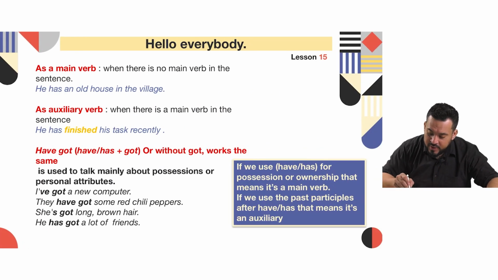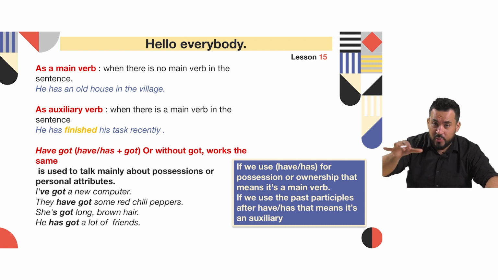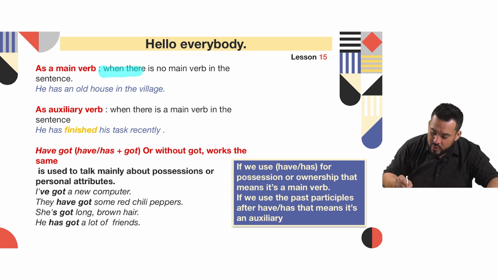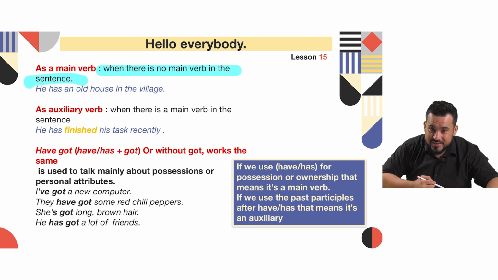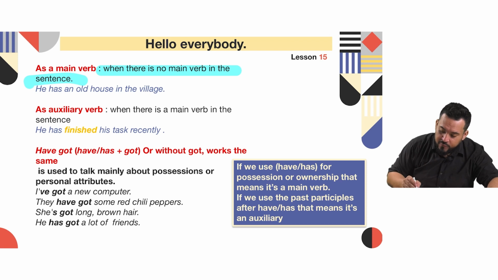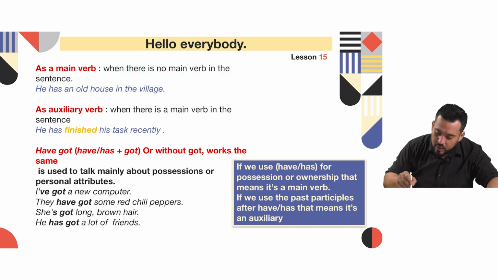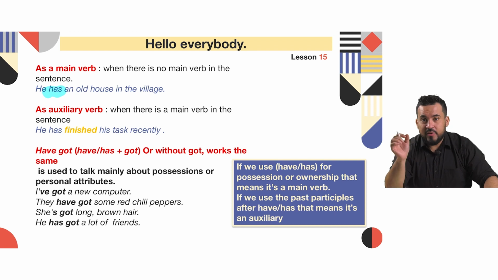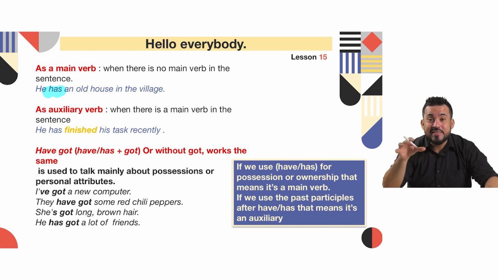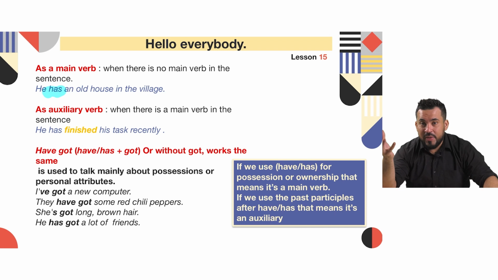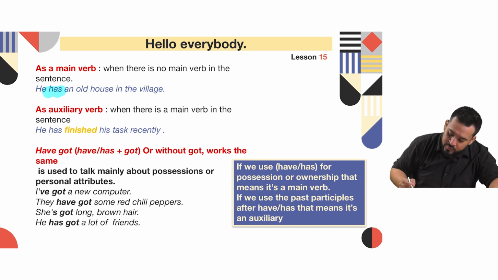If it's a main verb, that means there is no other main verb. It is the main verb. Okay, so when there is no other main verb in the sentence, that means have is the main verb. For example, he has an old house in the village. He has an old house in the village. Now, this is not a helping verb. This is not an auxiliary. This is the main verb. It means he owns a house in the village.